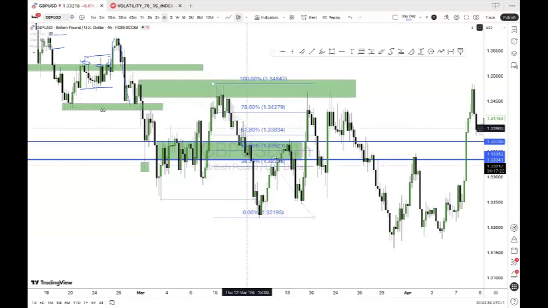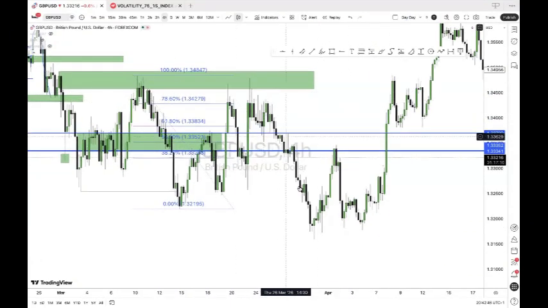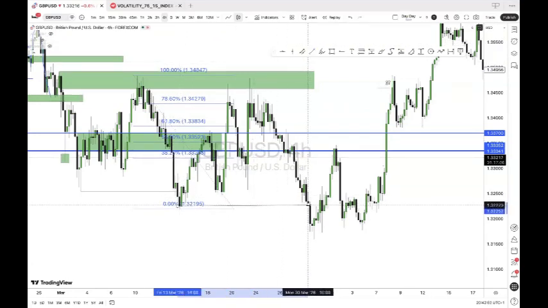So it consolidated, and within this consolidation, what did prices do? They manipulated buyers and sellers continuously, but it never took out this structure. So we were still in bearish structure. Now prices then sold off, making this the new low again.